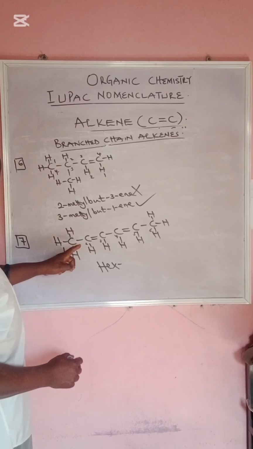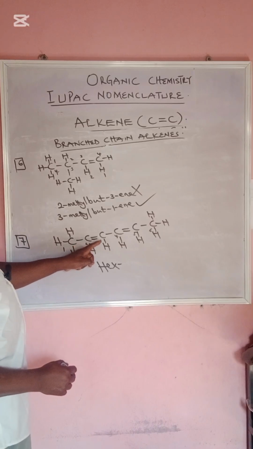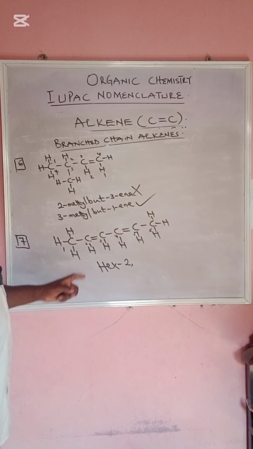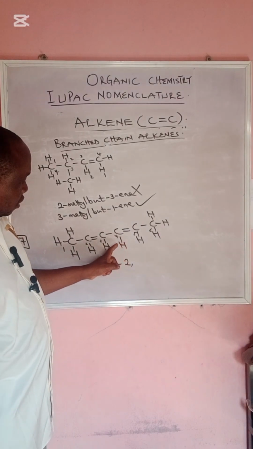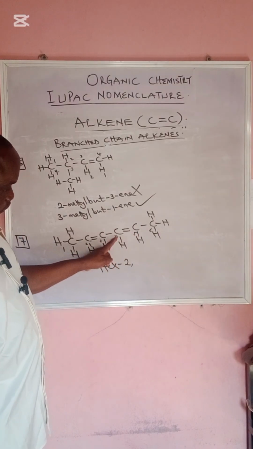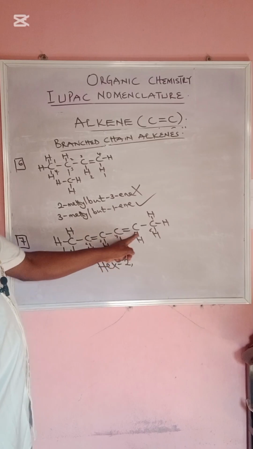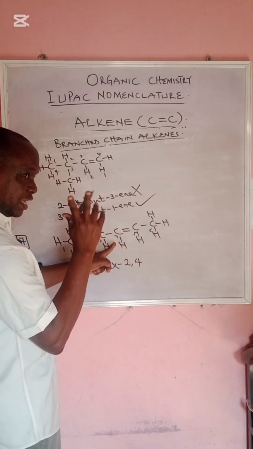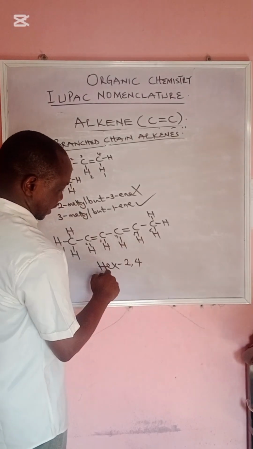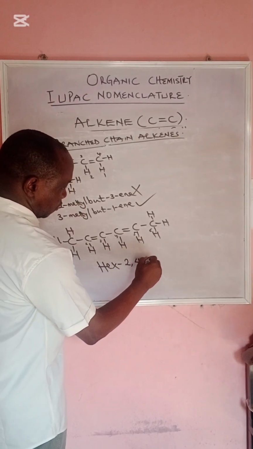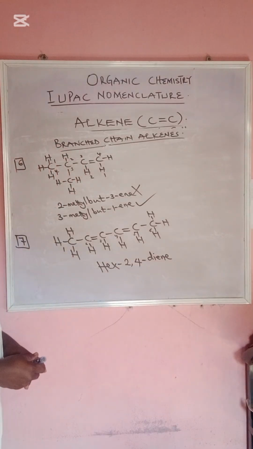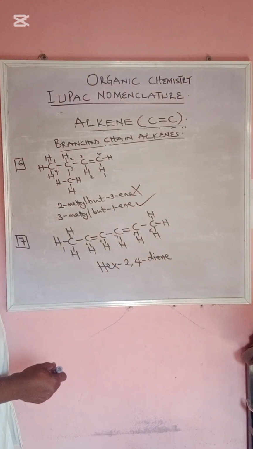So the first double bond is between 2 and 3, so I will take 2, an ene on carbon 2. Another double bond is between 4 and 5, so I take 4, another ene on carbon 4. Making how many? That is 2, so we say diene. So we say hexa-2,4-diene. That's the answer.